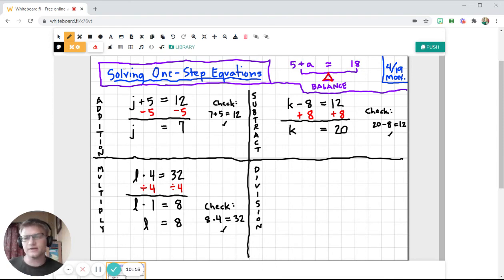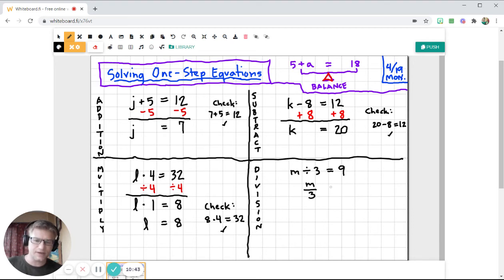All right, the hardest ones. Oh my gosh, these are the hardest ones. Are you ready? Division. I'm going to give you M: M divided by 3 equals 9. Now I'm going to show you another way to write this. This one's going to take a little more work. Another way to write M divided by 3, and the way you're almost always going to see it, is M over 3, like it's a fraction.